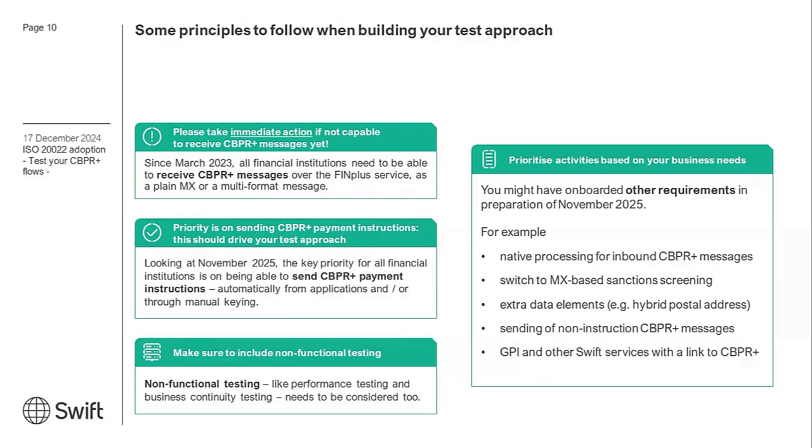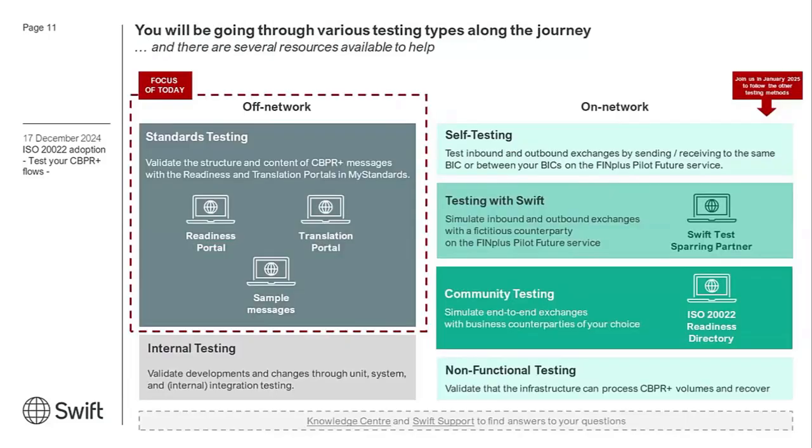Now, also take into account the non-functional testing as well. Since CBPR Plus messages are significantly larger than their MT counterparts, make sure you think about doing some performance testing. Also, those messages are exchanged in a different messaging service, not on FIN, so take into account continuity and other operational aspects. And finally, prioritize activities based on your business needs. If you're one step ahead and you've migrated your messages, look at the next ones on the timeline. Now, a quick overview of the different types of testing tools that are available to help you along the way.